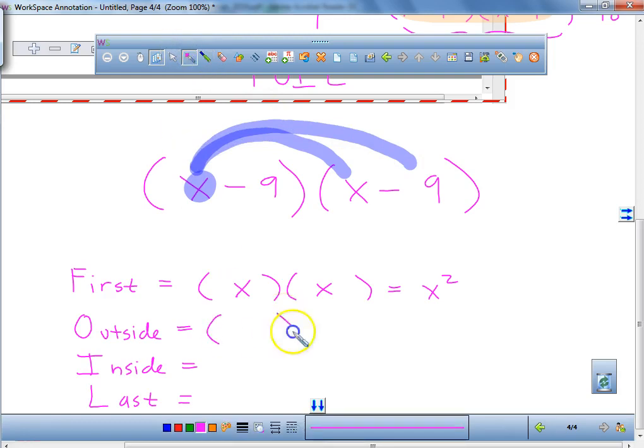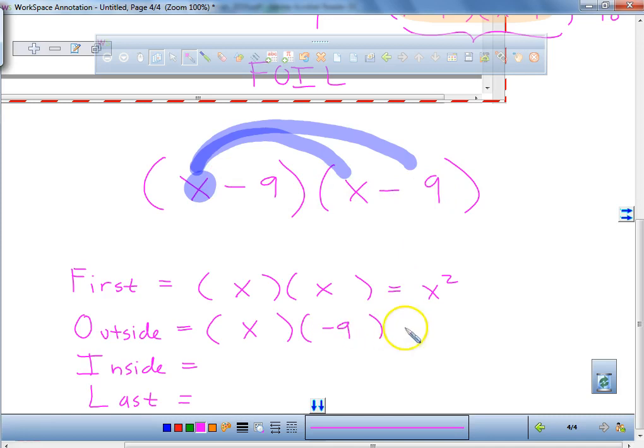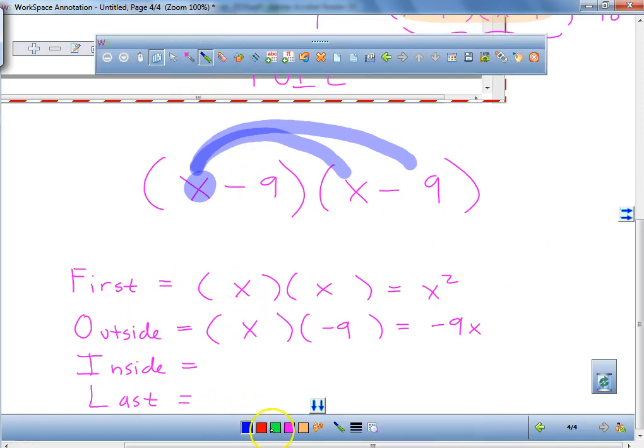So what are our outside products? I'm taking x, and I'm multiplying it to a what? Good, so put minus 9, like that. And what is x times a negative 9? Good, negative 9x, perfect. So now we've done the first, and we've done the outside. What do we got to move on to now? Inside. So right here, this is the inside. We're going to do the inside products.